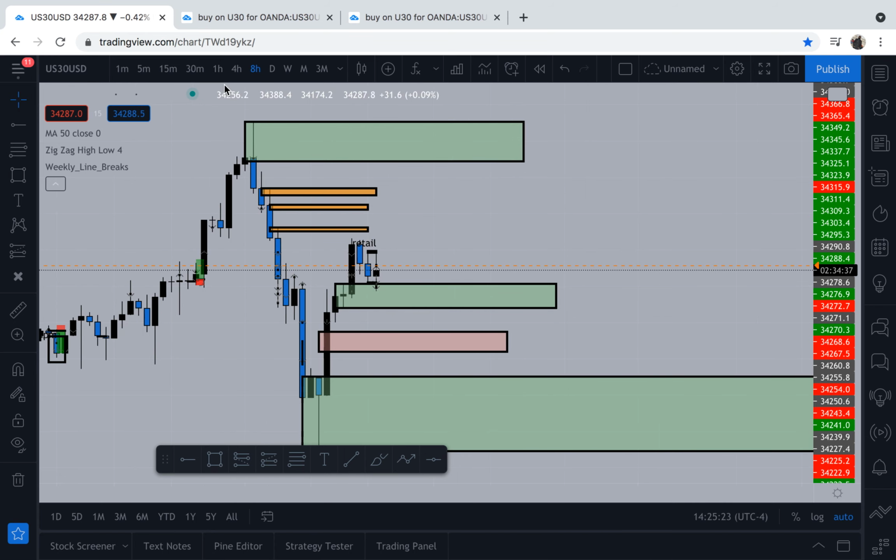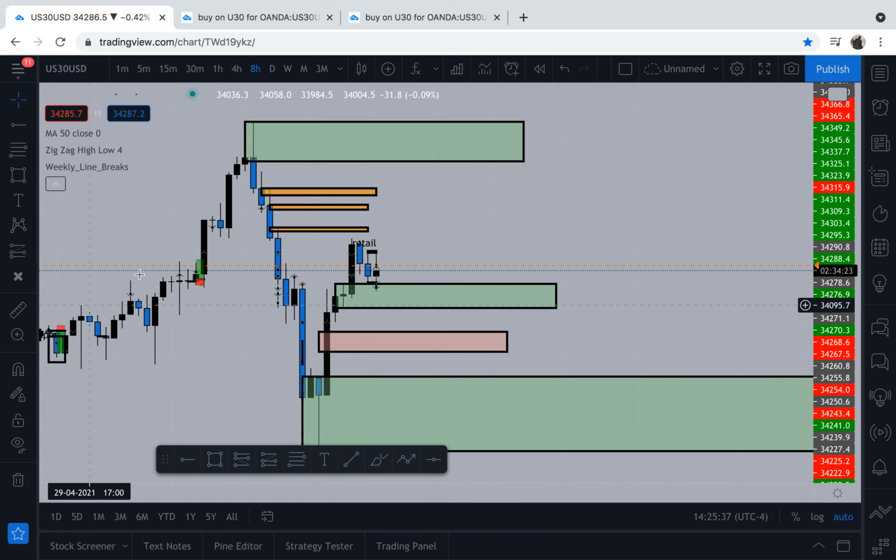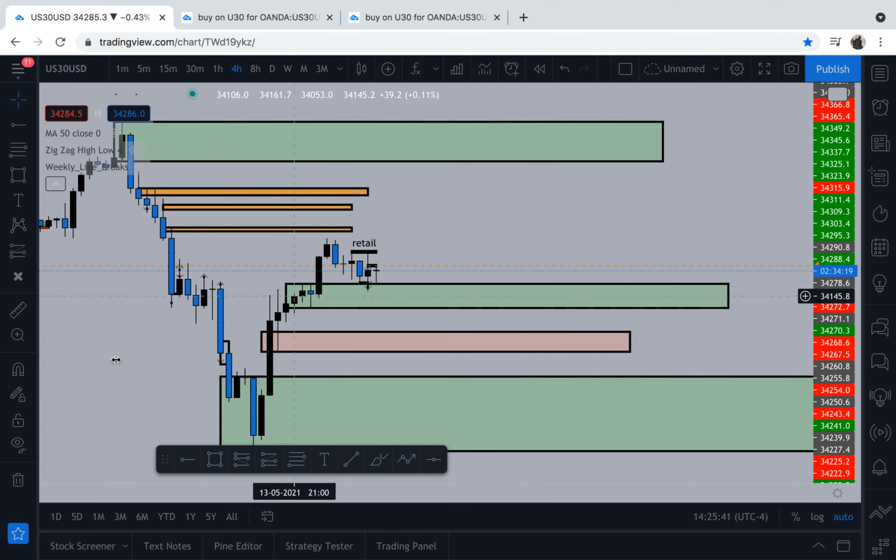Last week we had very bearish price action, but as we can see, we have a breaker structure right here. Mark that up. Breaker structure right there. And we also have a 4 hour order block. 4 hour, very powerful. 4 hour, 8 hour order blocks are very powerful in my way of trading.